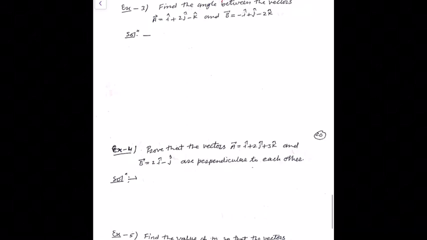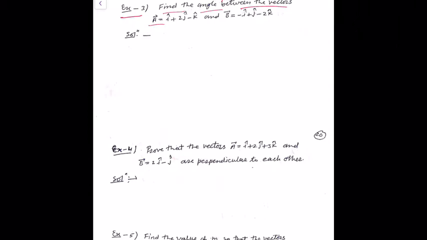Next example third. Find the angle between the vectors. A vector is equal to i cap plus 2j cap minus k cap and B vector is equal to minus i cap plus j cap minus 2k cap.